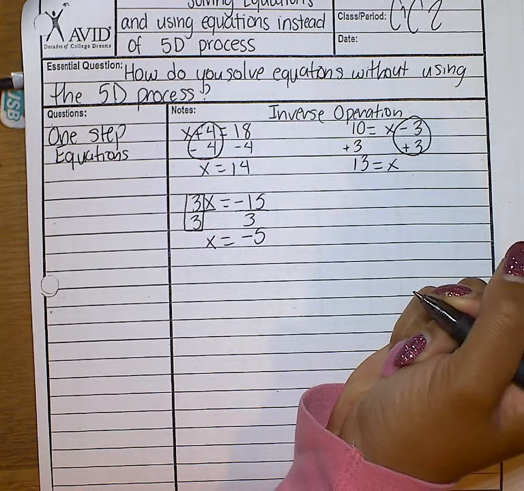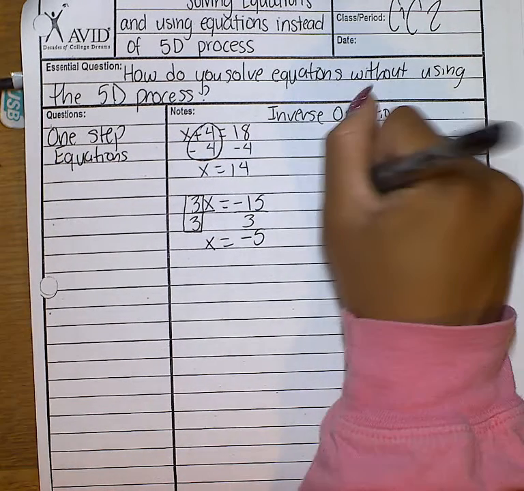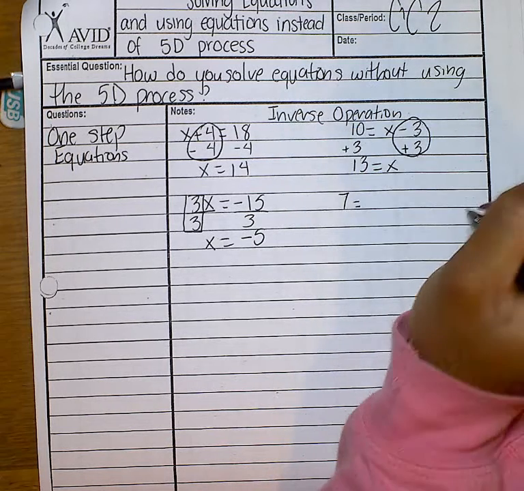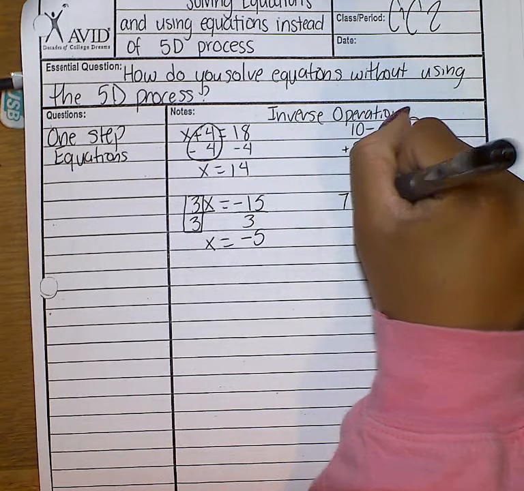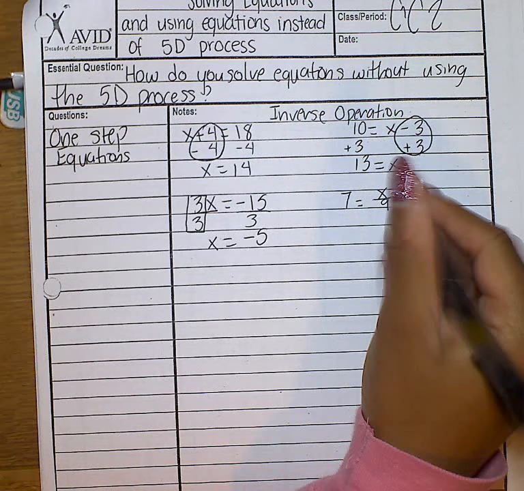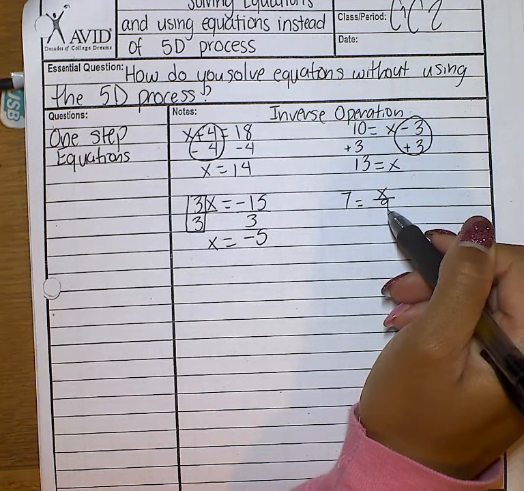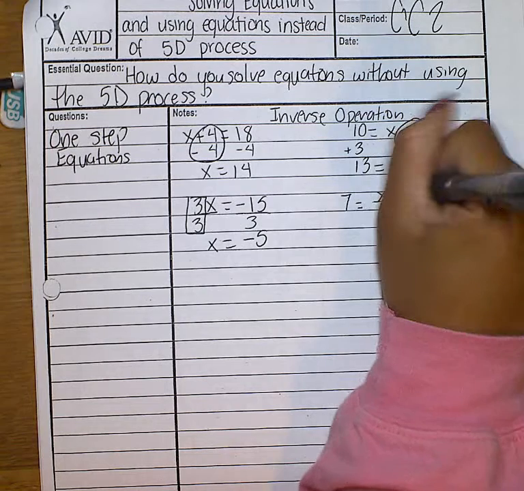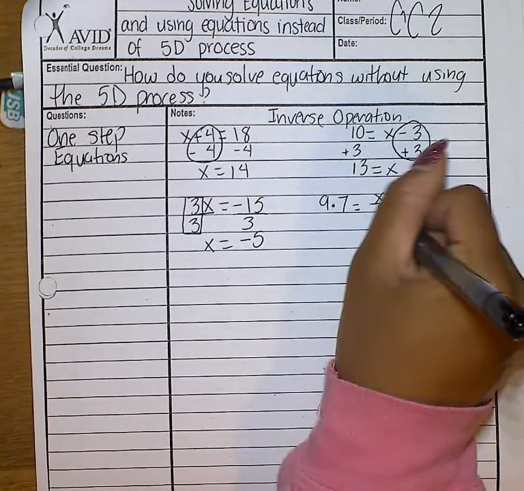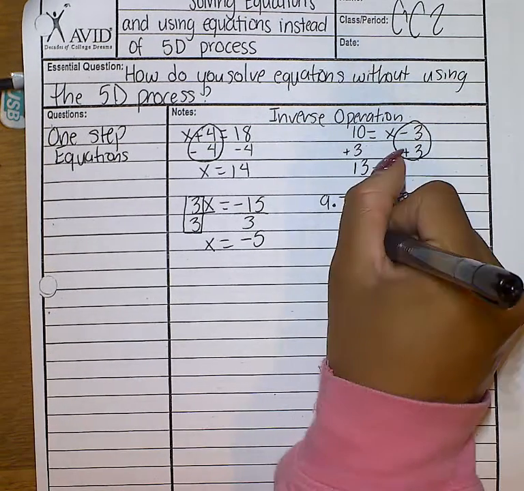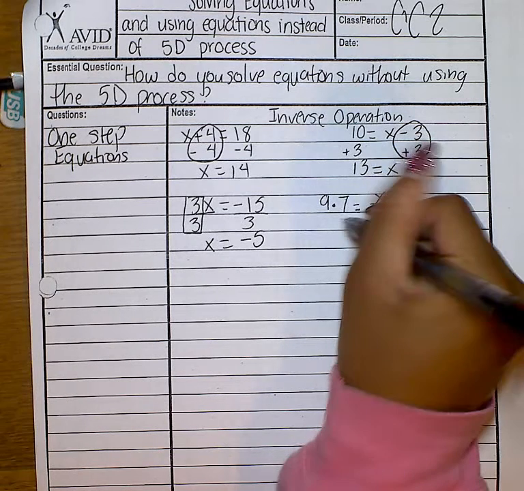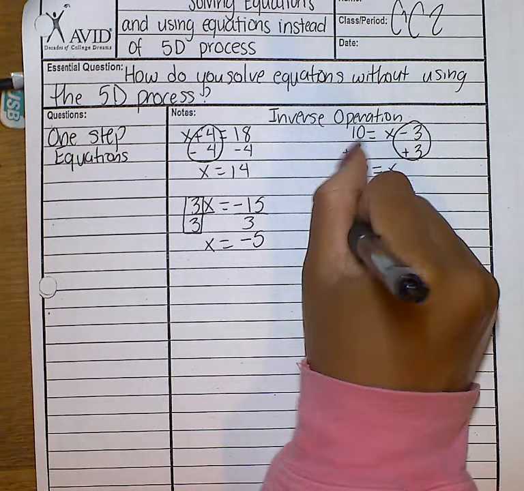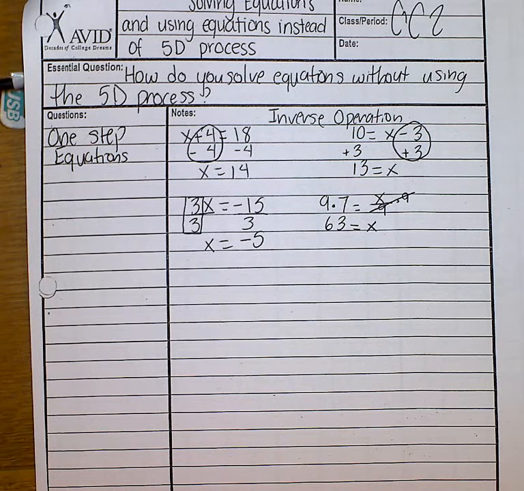One last example, we're going to pretend that we have 7 is equal to x divided by 9. Remember, our inverse operation of division is multiplication, so I'm going to multiply by 9 on both sides. So these 9's cancel out, and you're left with just x equals 9 times 7, which is 63. So this is just a review of the one-step equations. Now we're going to go over distributive property.